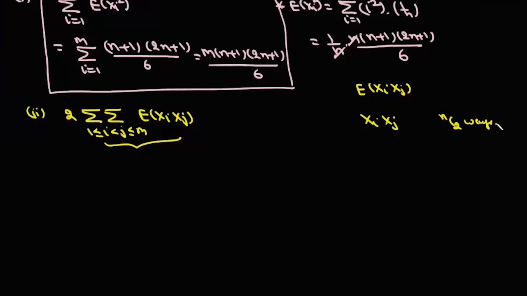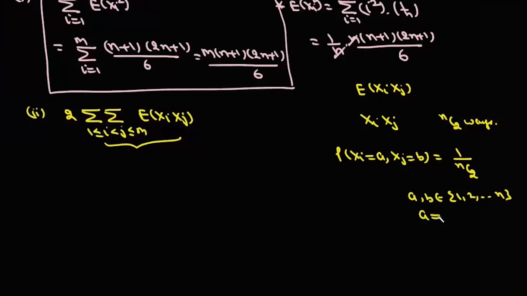So the total number of combinations which are possible for xi into xj is NC2, and since each product is equally likely to come, this required probability that xi equals some number a and xj equals some number b is equal to 1 upon NC2, where a and b belong to the set from 1 up to n, and the additional condition is that a is unequal to b.